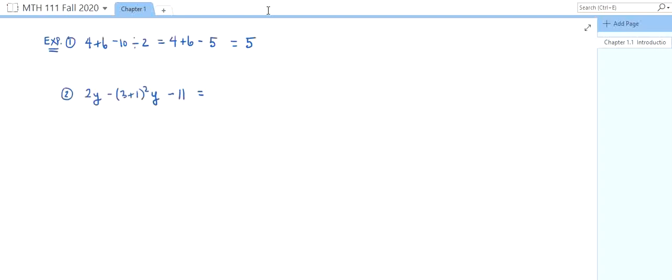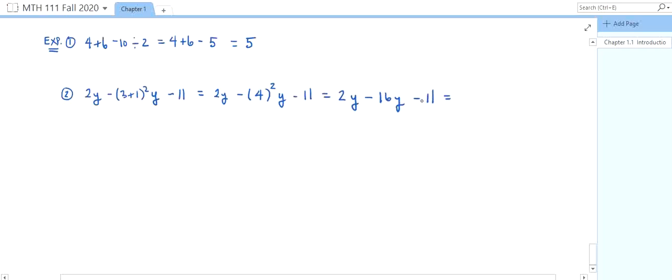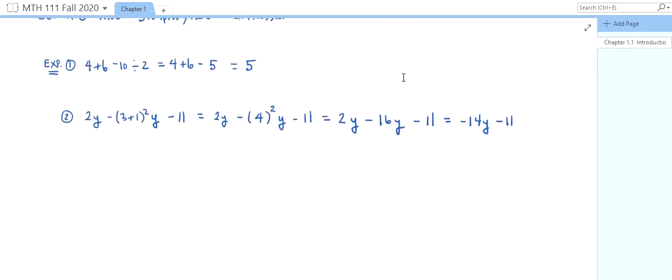Say we want to simplify an expression with a variable in it. Well, 2y minus, again, order of operations. We have to do this because it's the exponent. So in the parentheses, actually, we're going to do the parentheses first. 4 squared y minus 11 equals 2y minus 16y minus 11. So now we're down to just addition. So these are like terms. So 2 minus 16 is minus 14y minus 11. And that's where we're going to stop here.